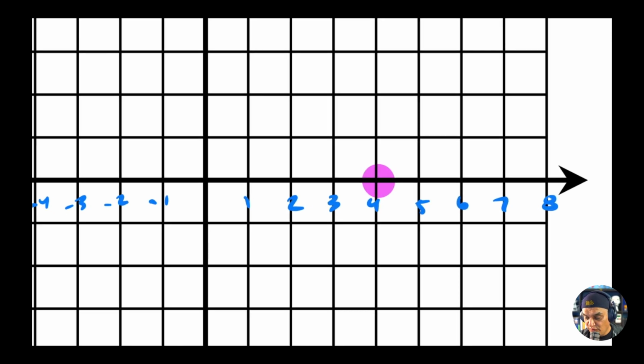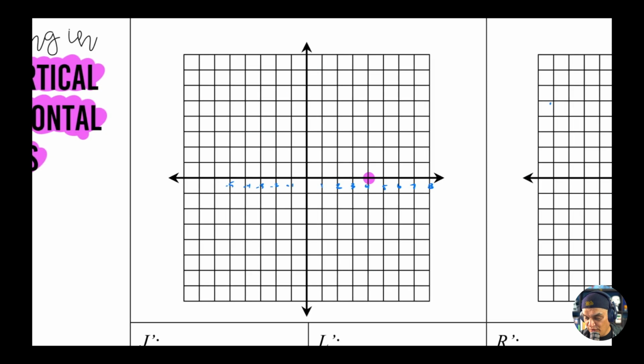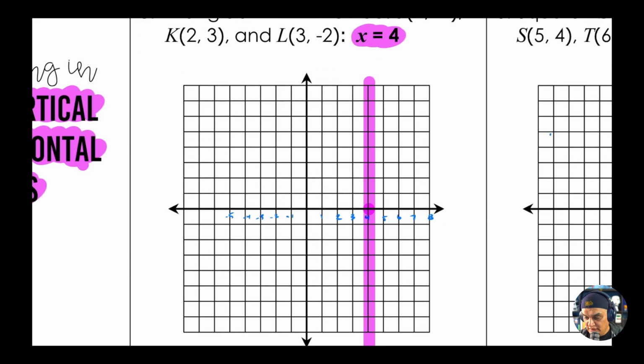X equals 4 means x is only 4. X is not 5. X is not 4.1. X is not 30. X is not -10. X is 4. So if x is 4, that means this whole line is x is 4. That's my mirror. It's a vertical line. So x equals 4 means I go to x equals 4 and I stay there vertically, in that straight line.